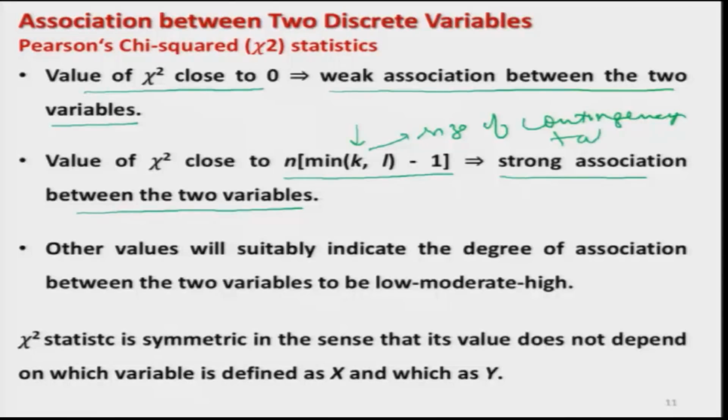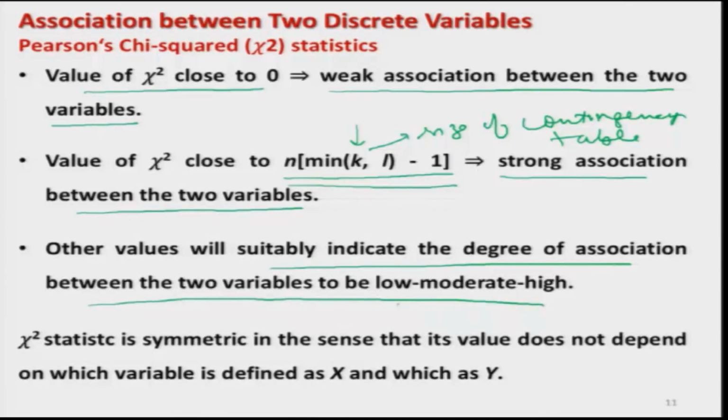Size of the contingency table. Well, that's a drawback, and that was overcome in some further modification that we are going to discuss. Now, if you are getting any other value of chi-square which is not close to 0 or this interval n into minimum of k, l minus 1, then suitably that will indicate the degree of association between the two variables, say as low, moderate, or high in general.